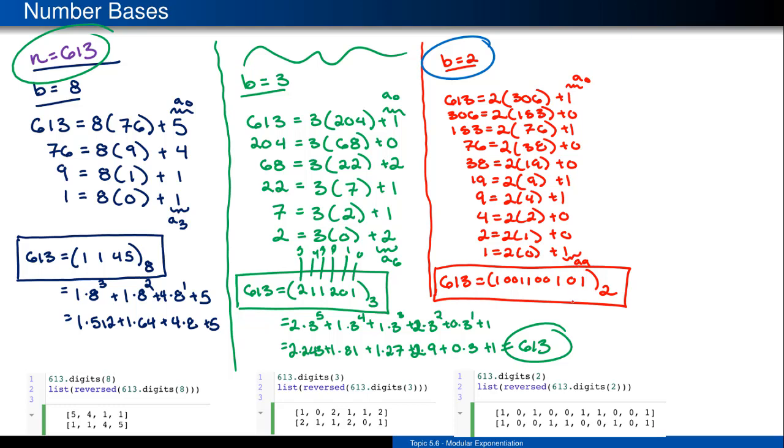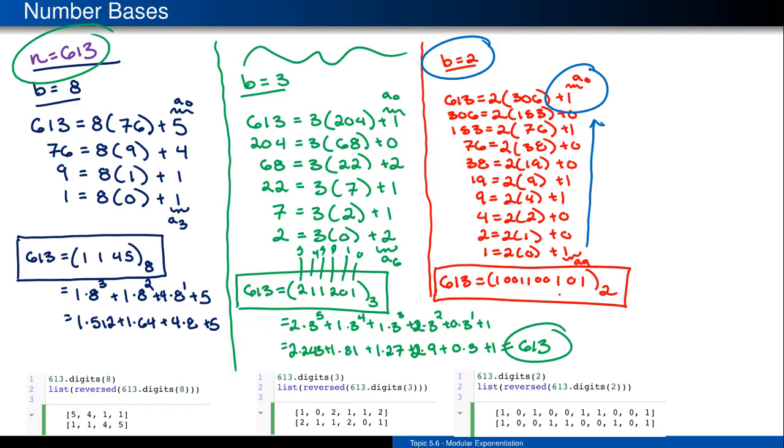What's going to happen is that your A0 is going to be that singleton 1, and then you're going to have an A1, A2, A3, A4, A5, A6, A7, A8, and an A9, which is going to say that this number 613 is going to be viewed as 1001 1000 101. So you're working it from that way on up.